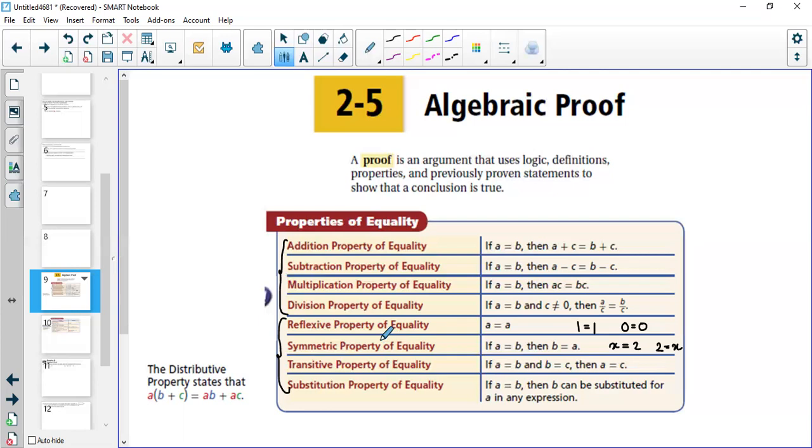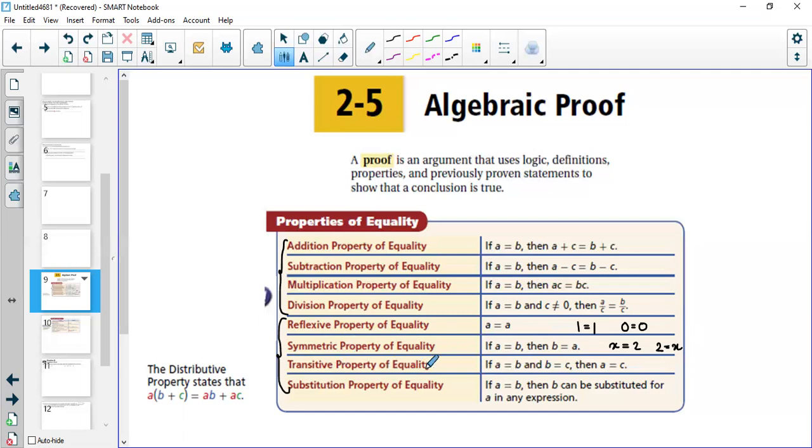And reflection is like how you see the mirror image. So it's the same with both sides of the equation, but here if A equals 4, the next one is going to be 4 equals A, which means the same. That's called the symmetric property of equality.